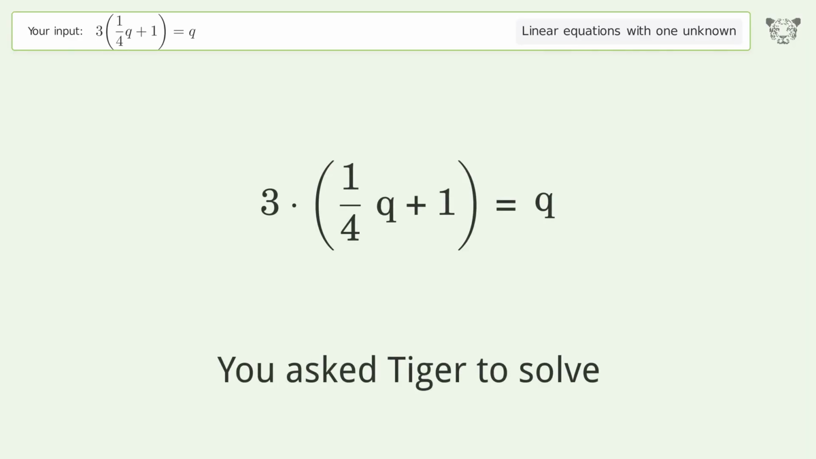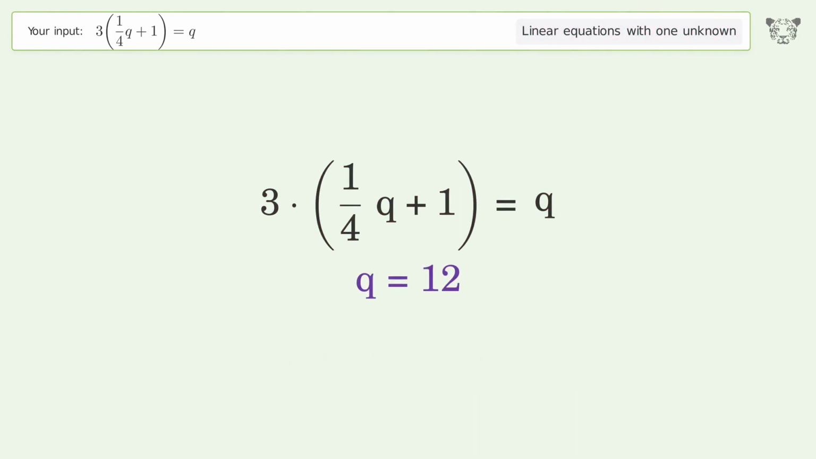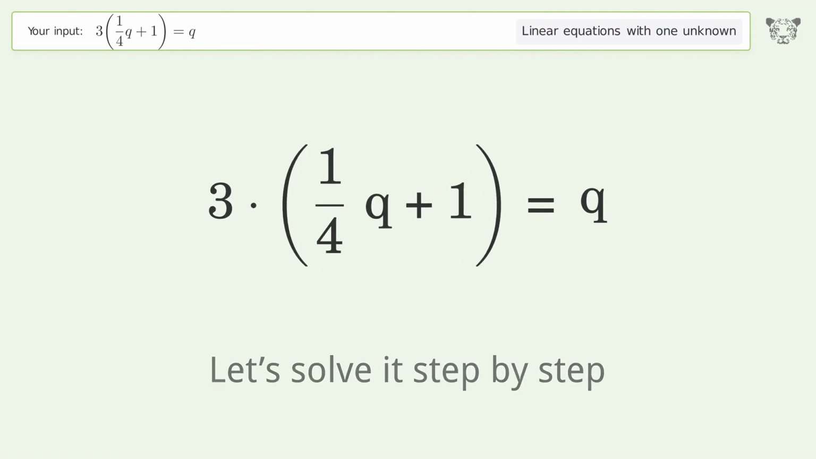You ask Tiger to solve. This deals with linear equations with one unknown. The final result is q equals 12. Let's solve it step by step.